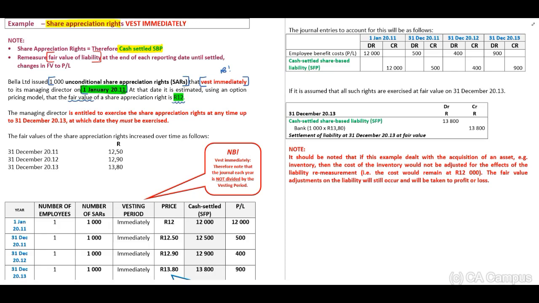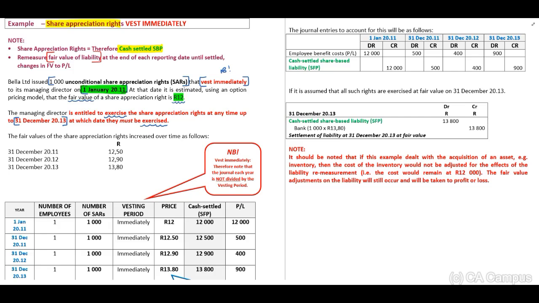The managing director is entitled to exercise the share appreciation rights at any time up to 31 December 2013, at which date they must be exercised. The fair values of the share appreciation rights increased over time as follows. Now, end of 2011, 12 Rand 50, 2012, 12 Rand 90, and 2013, 13 Rand 80.